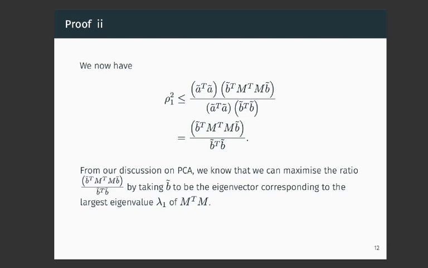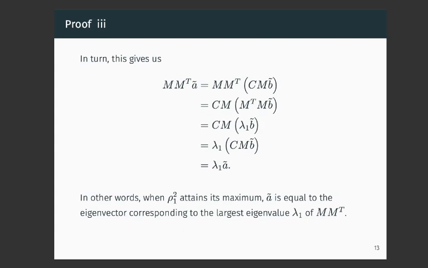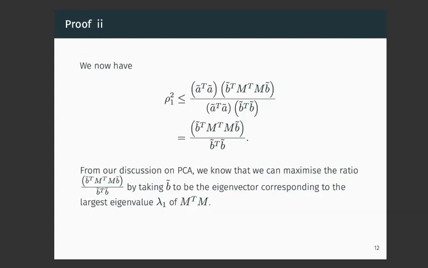This should look familiar because it's similar to what we got during our discussion of PCA, when we proved the relationship between PCA and the eigendecomposition of the covariance matrix. From that discussion, we know that we can maximize this ratio if we take B tilde to be the eigenvector corresponding to the largest eigenvalue, lambda 1, of M transpose times M. So we can maximize the ratio using the eigendecomposition. And this ratio is going to be equal to rho 1 squared if and only if A tilde is also collinear with M times B tilde.